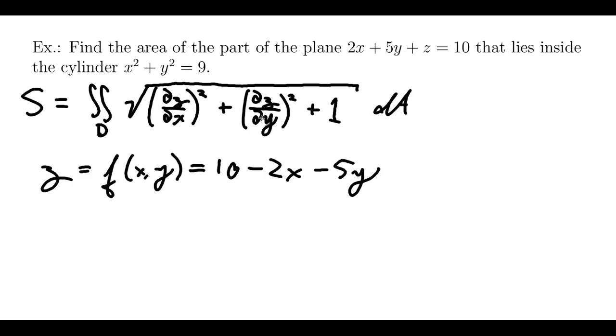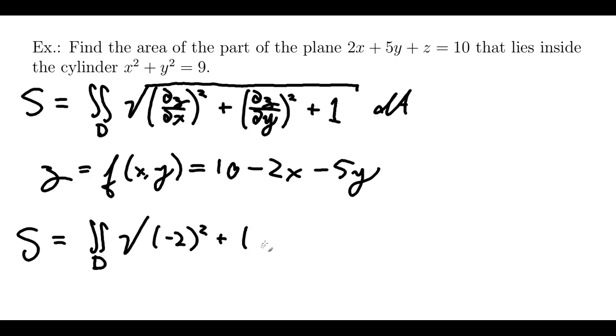So we need to find some partials. And actually, these are easy enough to do. I suppose we can just dive right into this, can't we? So S would be the double integral over the disk D of the square root of the partial of z by x. Looking at that, that looks like negative 2 squared, plus the square of the partial of z by y. That looks like negative 5, plus 1 dA.